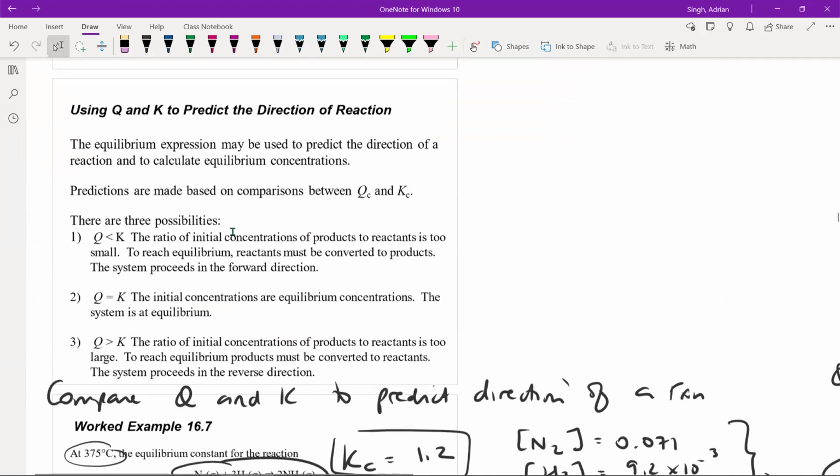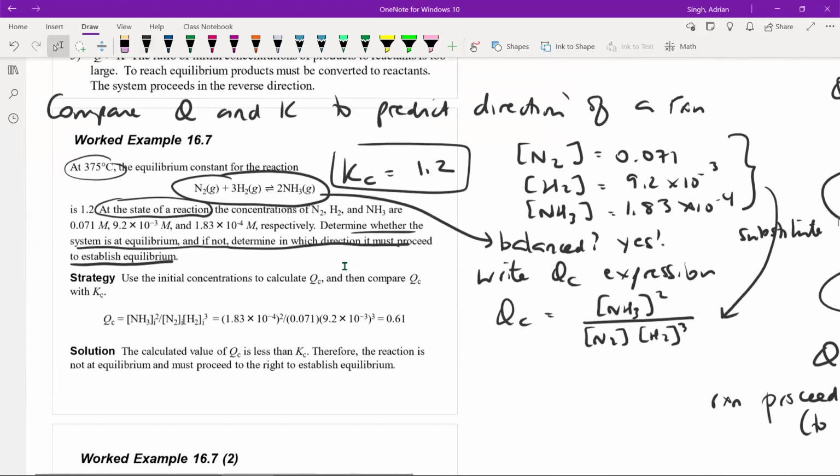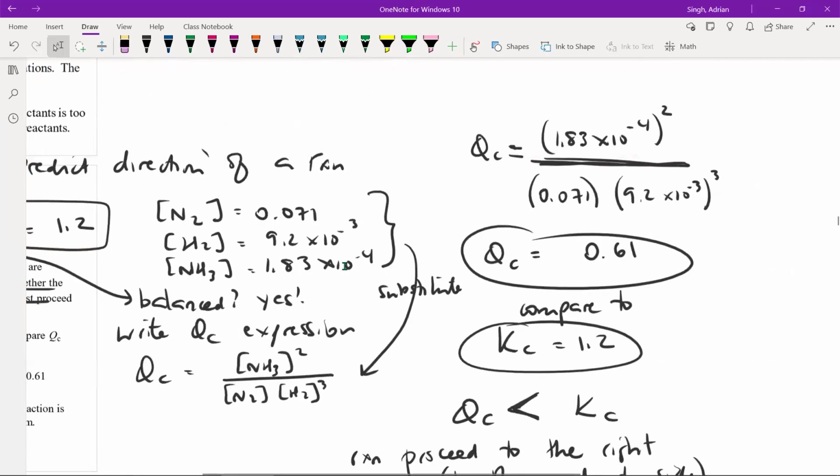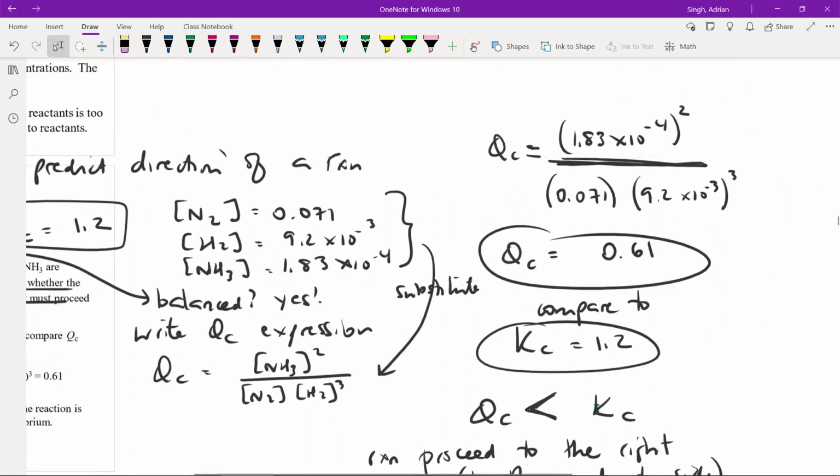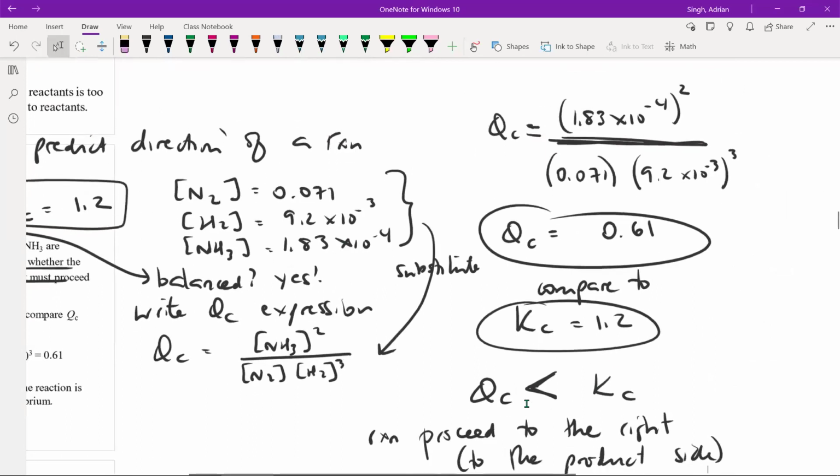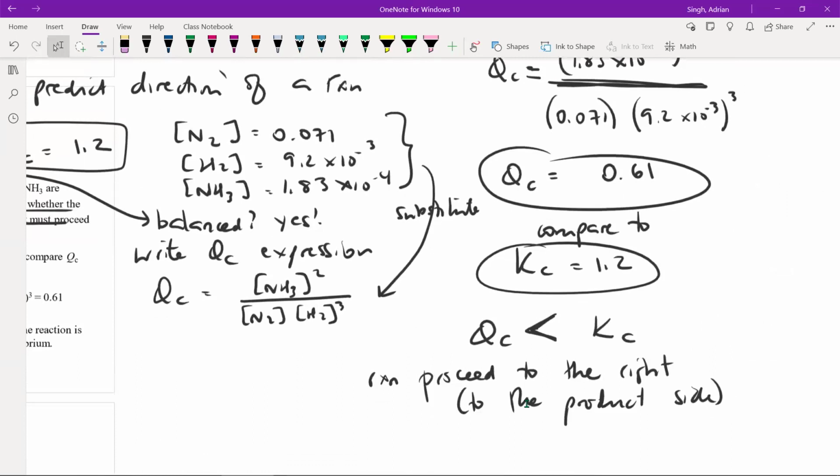We established that when we summarized the differences. If Q is less than K, the system proceeds in the forward direction, which is to the right side. In situations like these, you will need to calculate either the Qc or the Kc and compare them, and it's a very simple comparison. If Qc is equal to Kc, the reaction is at equilibrium. It will not proceed in any net direction. If Qc is less than Kc, the reaction will proceed to the right, to the product side, or in the forward direction. All of these mean the same thing. If Qc is greater than Kc, the reaction will proceed to the left, to the reactant side, or in the reverse direction.